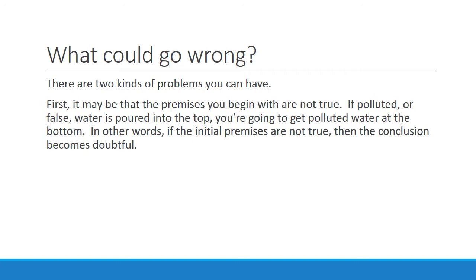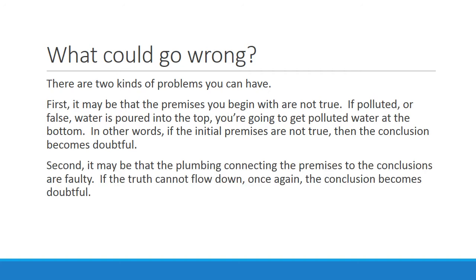A bad argument fails to prove the truth of the conclusion. But it could be that the conclusion is true, and somewhere out there there's this great argument that would prove that. It's just that the argument we're looking at isn't that argument. The other kind of problem you can have is with the plumbing itself. If the connections between premises and conclusions are faulty, then your truth is going to flow out like water through a busted pipe. If the truth does not get down there, the conclusion again becomes doubtful.